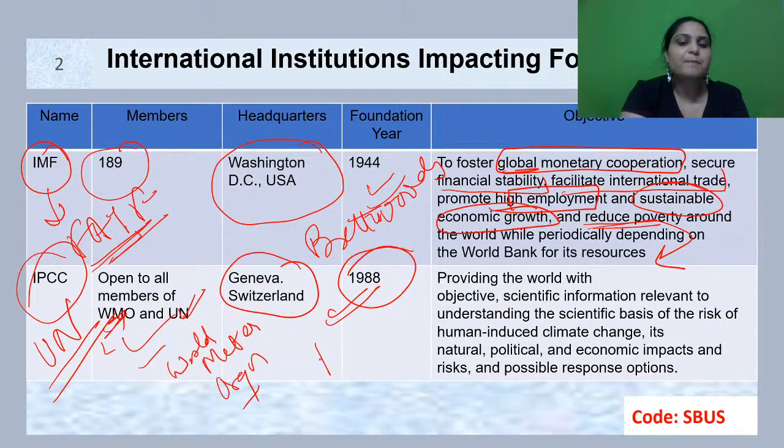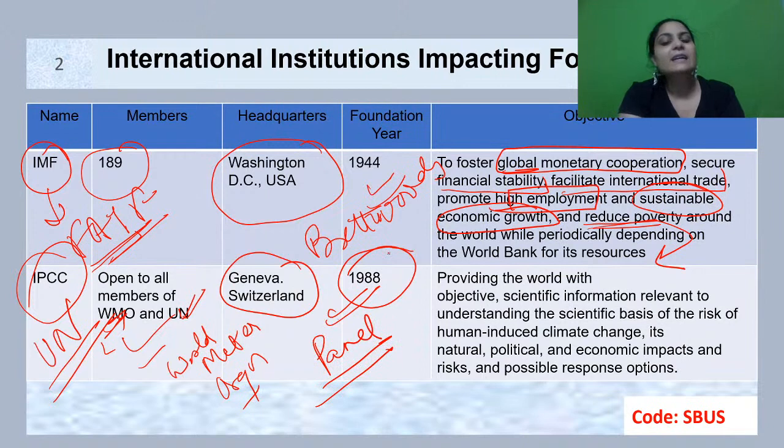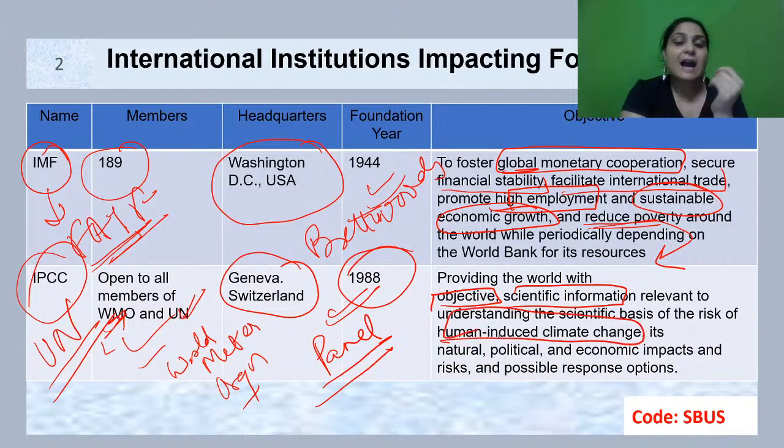It is not an international organization. It is a panel of members. It came into being in 1988. The main agenda of IPCC is to provide the world with objective scientific information which is relevant to their understanding of human induced climate change and the risk that it causes to the natural, political and economic well-being of the nations, and to formulate possible actions regarding that.